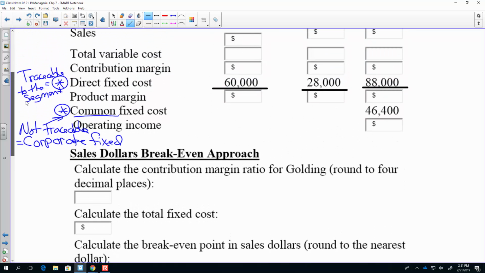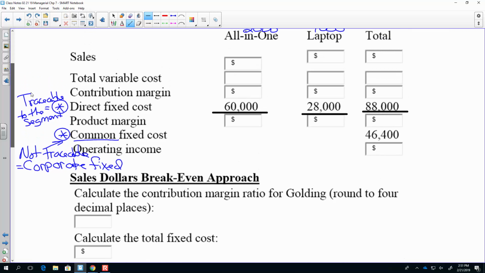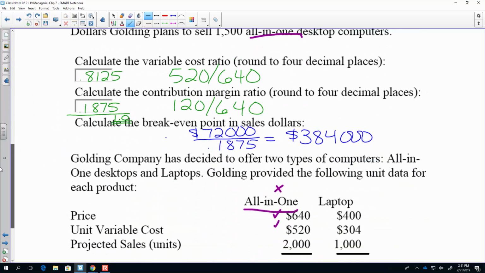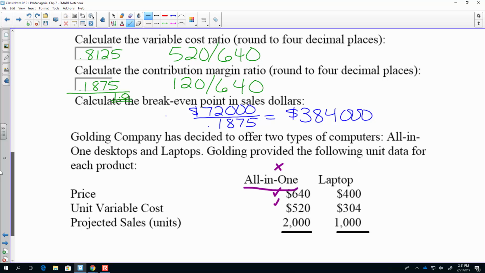I think we're going to have to do this statement. I don't know of any other way to do it, to get to some of the other questions. Let's see. Let's do this. Let's take this information. Let's see if we can do the income statement.